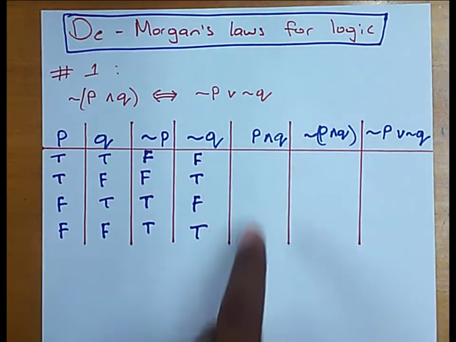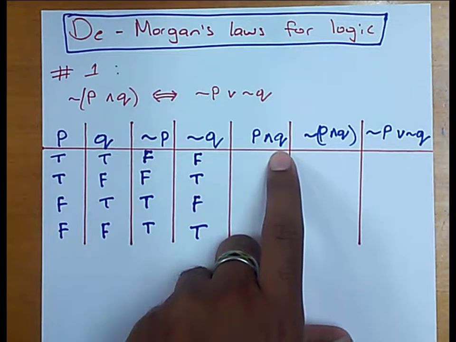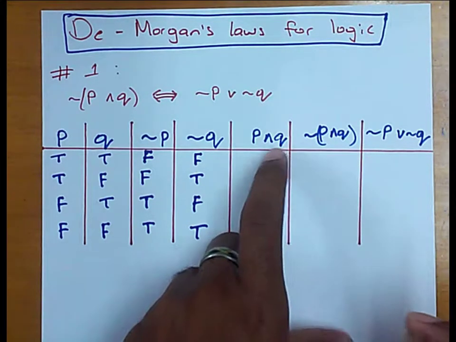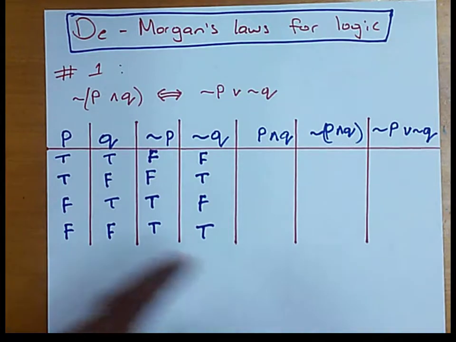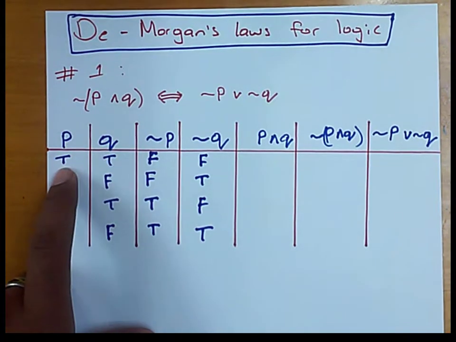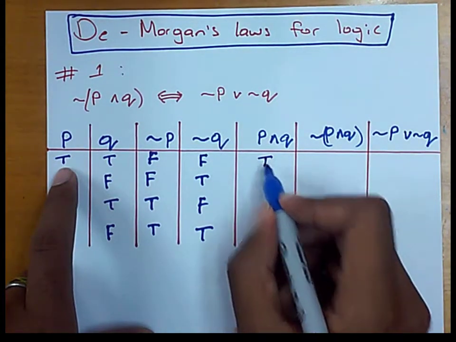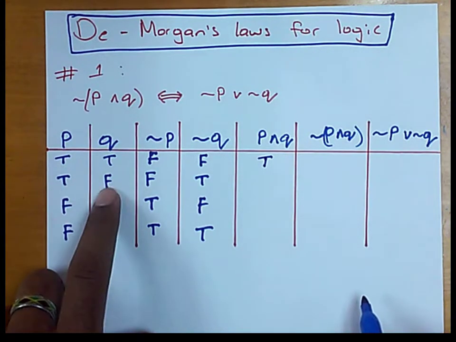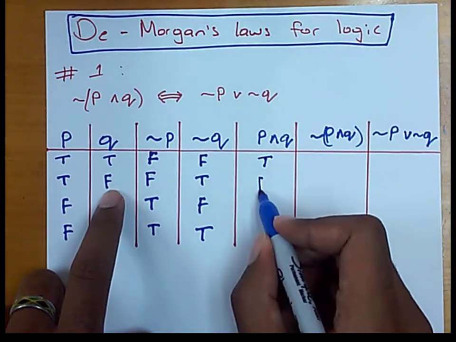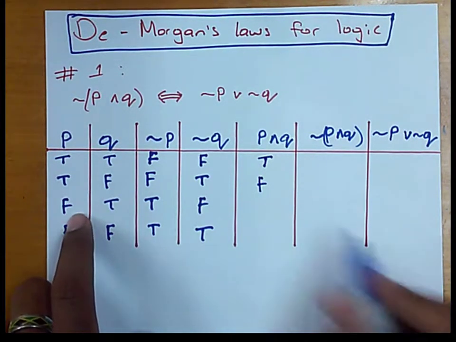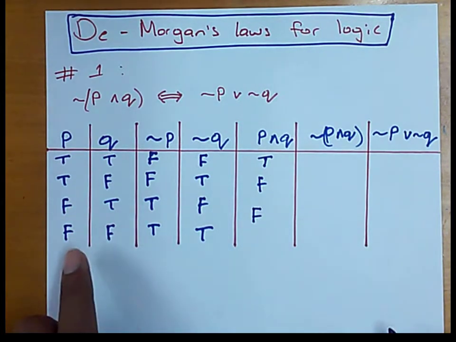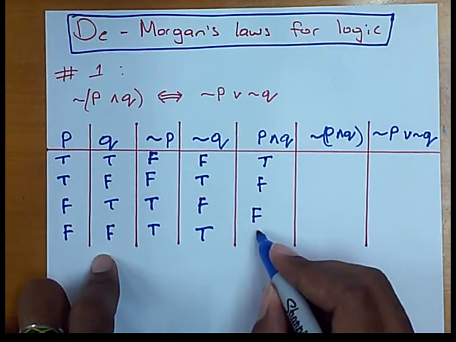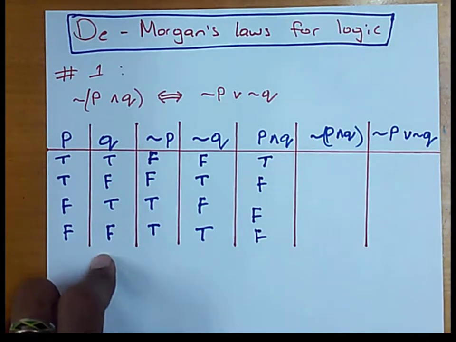And here we have P intersect Q. And P intersect Q, which is P and Q, is true only when P and Q are both true. So P and Q right here is true, so P and Q becomes T. We have a false here, so P and Q is false. We have another false here, so that means P and Q is false also. And we have two false here, so that means P and Q is false.